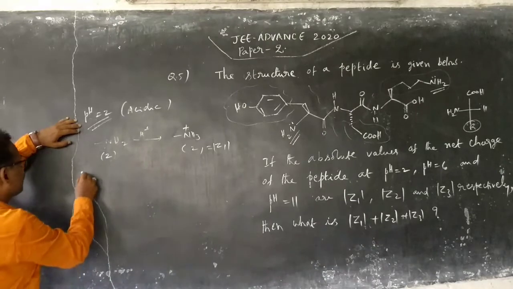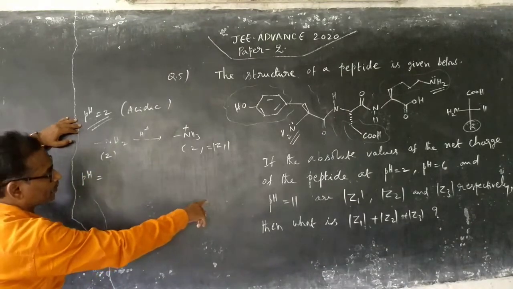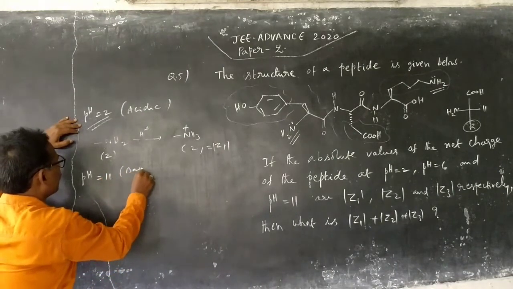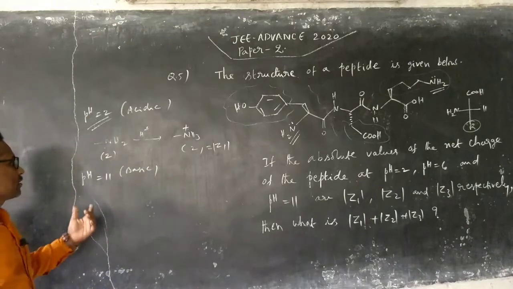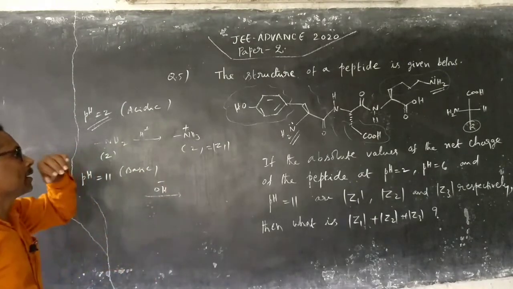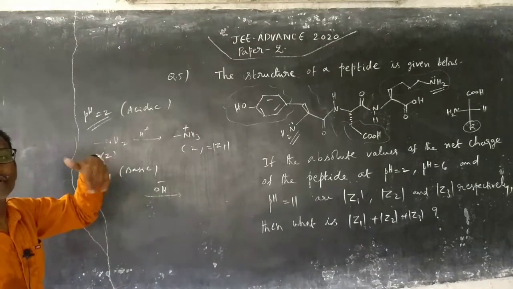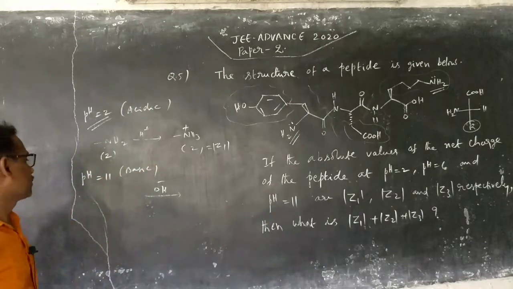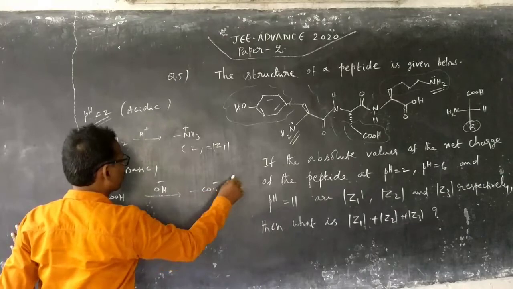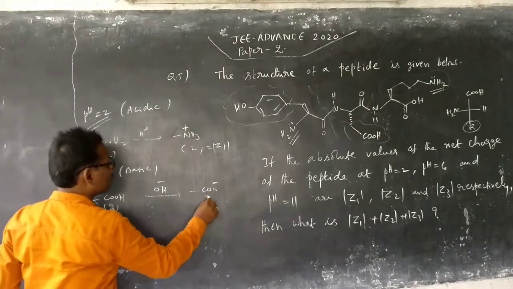Now if you maintain a pH of 11, that is absolutely basic medium. In basic medium, the base is going to interact with the acids. The acids here are the carboxylic acids. Carboxylic acid interacts with hydroxide, which means the COOH groups are converted into COO minus. How many COOH groups are there? 2 COOH, so that means 2 COO minus.